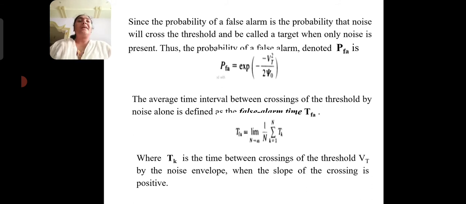The average time interval between the crossings of the threshold by noise alone is defined as the false alarm time Tfa, where Tk is the time between the crossings of the threshold by the noise envelope when the slope of the crossing is positive. So here, when we are assigning the threshold level, we have to identify whether the crossing amplitudes are noise or present signal.